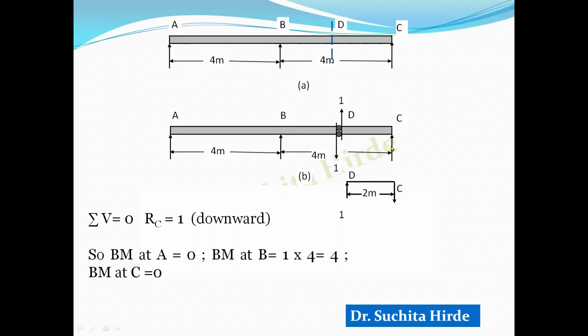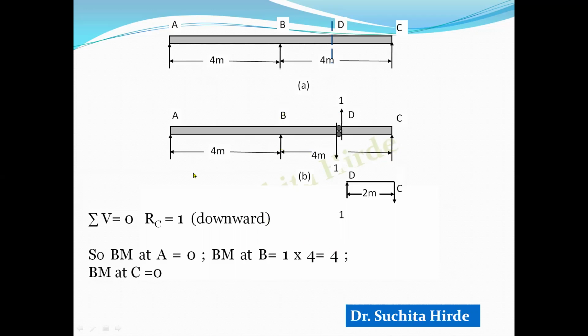So force is 1 and distance is 4. So due to this RC, bending moment is 1 into 4. And due to these forces, these are equal and opposite 1. So the moment due to these will cancel each other. So there will not be any moment due to these forces. There is moment only because of RC. And this moment is equal to 1 into 4. So at B, the bending moment is 4.